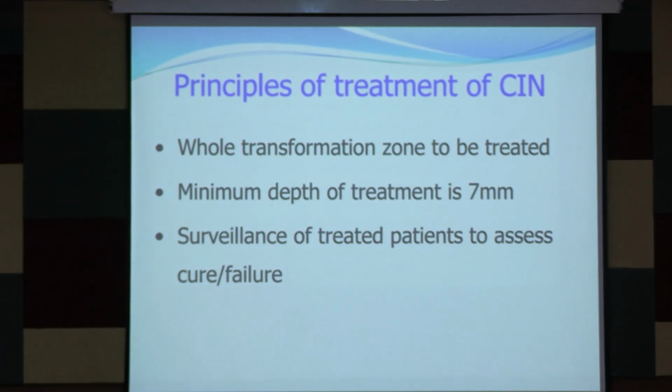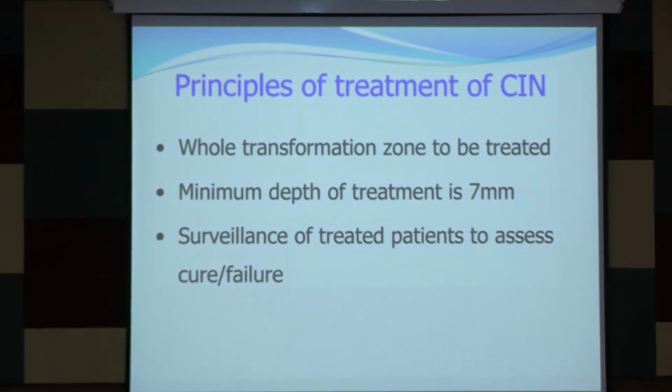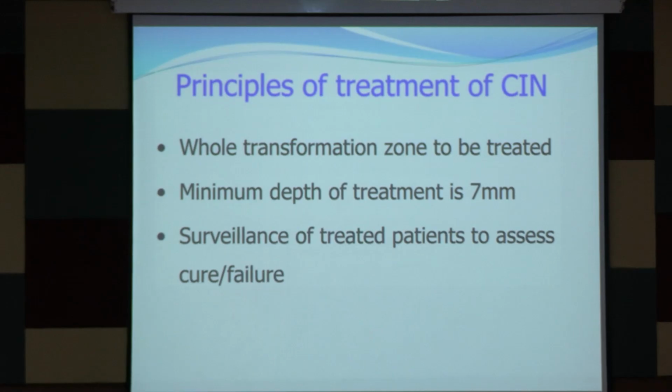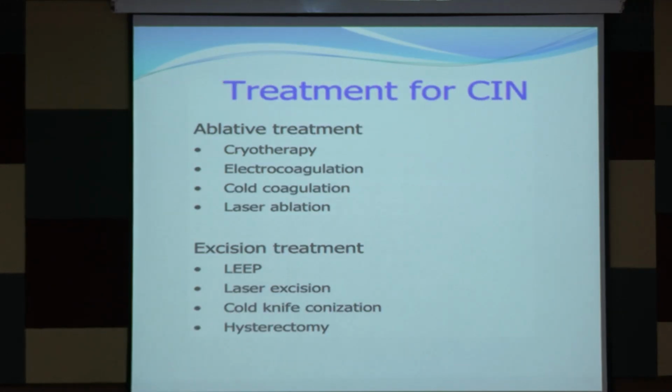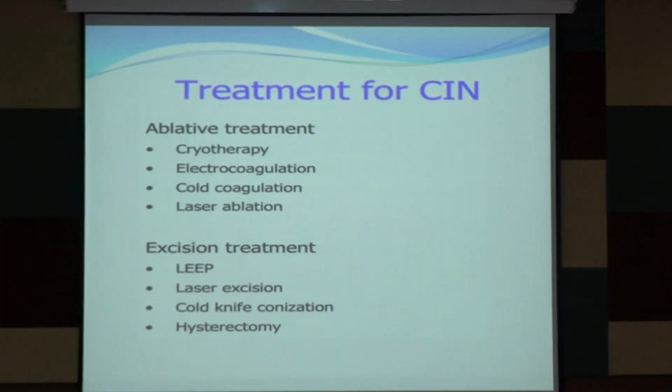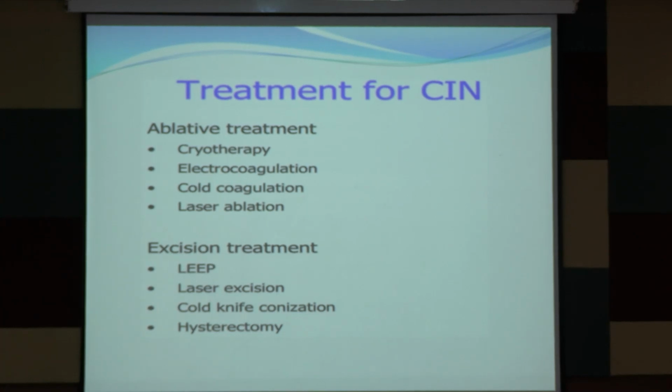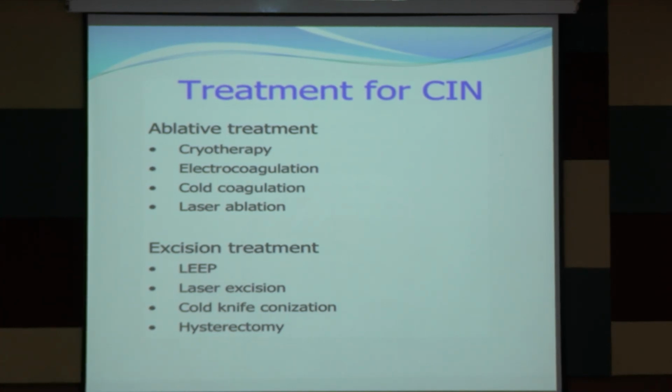So when we treat, we have to ensure the entire transformation zone is treated. The minimum depth of treatment should be 7 millimeters, because that's the depth up to which the crypts are there. Treatment can be of two types. It can be ablative or excision. Ablative treatment is not the first choice. Ablative treatment can be cryotherapy, like cold therapy, or electrocoagulation, or cold coagulation, and laser ablation.